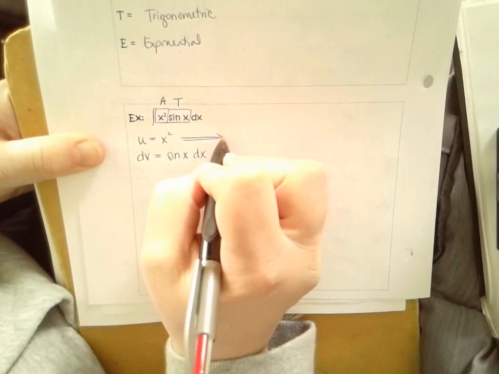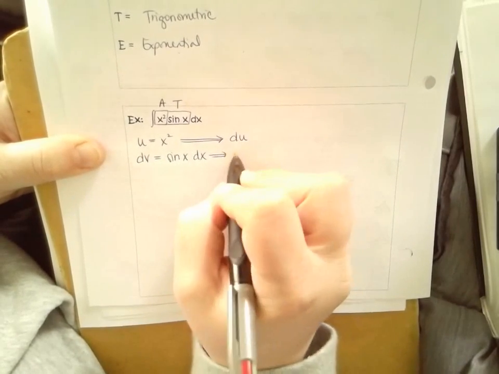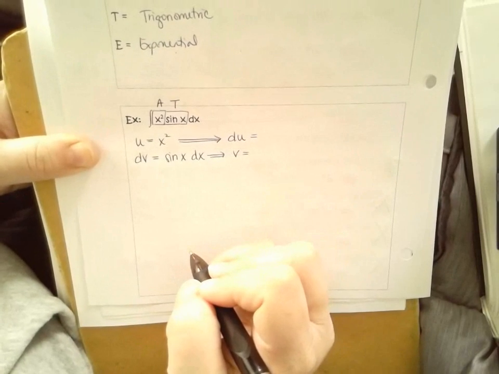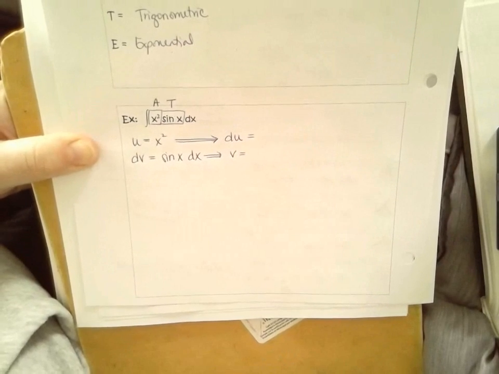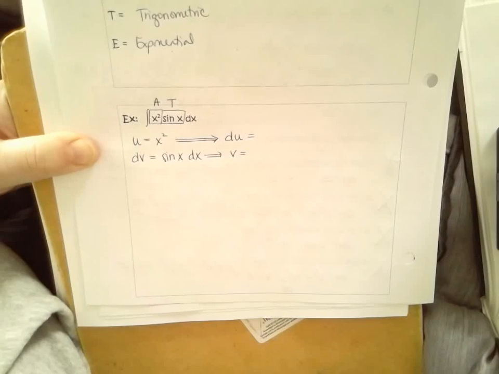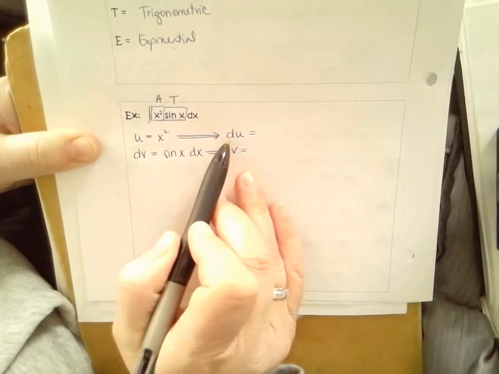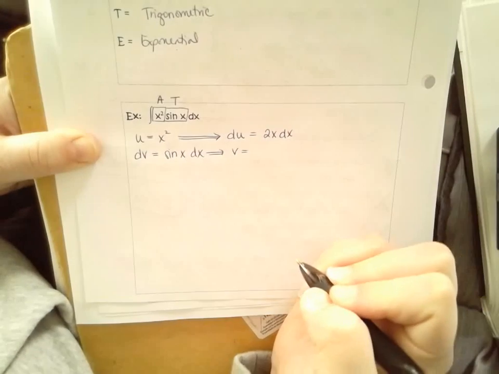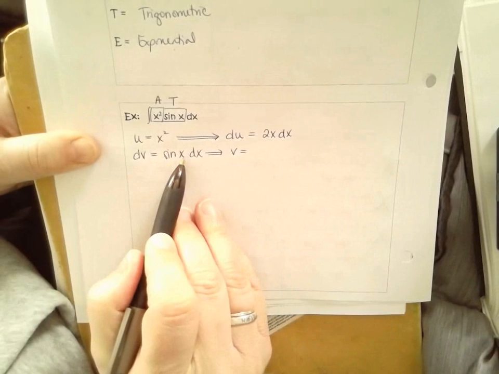The u is going to be differentiated, but the dv is going to be integrated. So this can actually hurt your brain a little bit. You're going forward thinking in one of these and backward thinking in the other. So make sure that you are using the appropriate rules when you come to them. u is x squared. Its derivative would be 2x dx. dv is sine x.